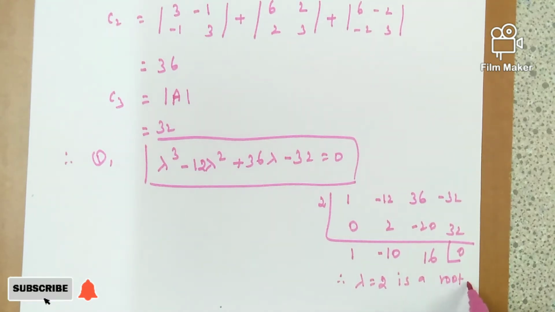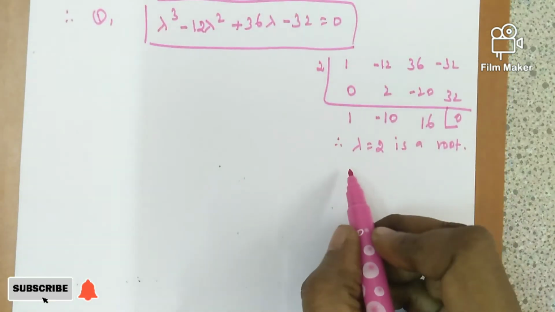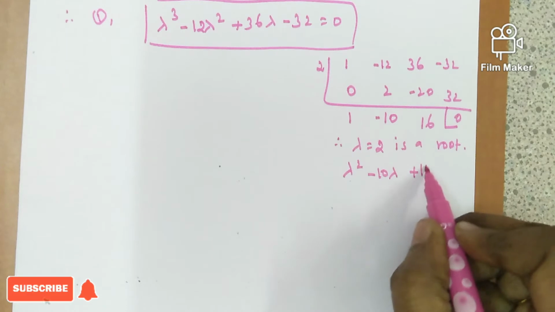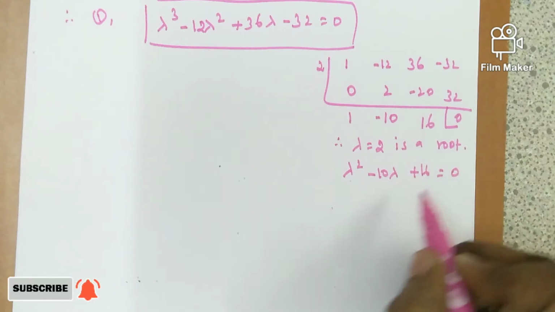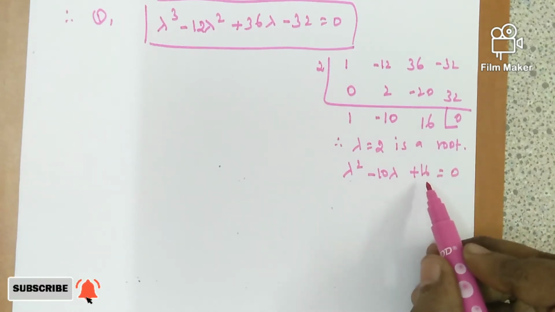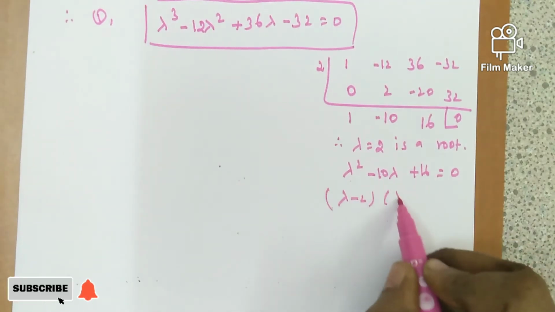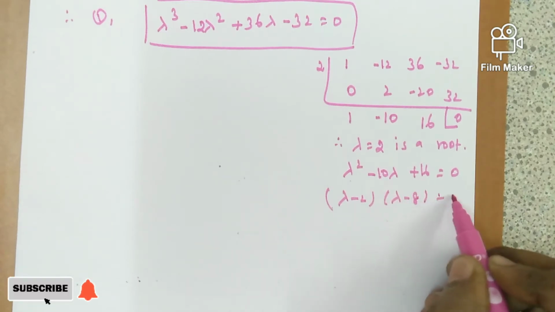That is one root. Therefore what is the remaining? Remaining we have lambda square minus 10 lambda plus 16 equal to 0. So we can factorize this. 16 we can make as 8 and 2. So lambda minus 2 into lambda minus 8 equal to 0.